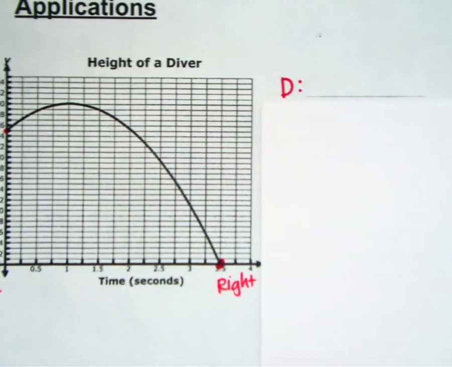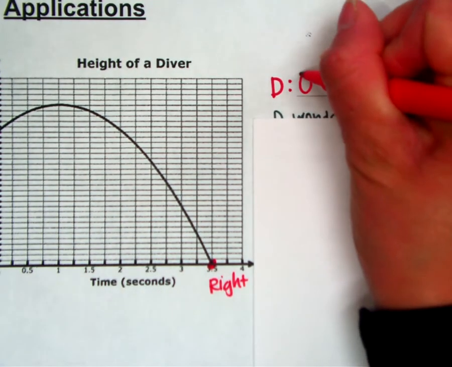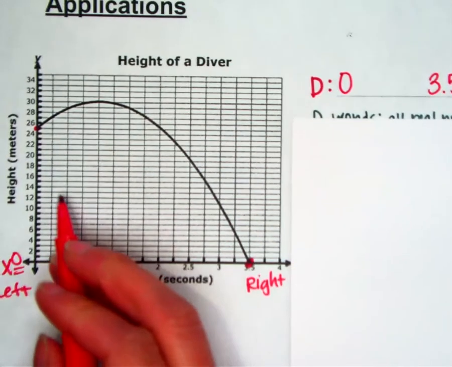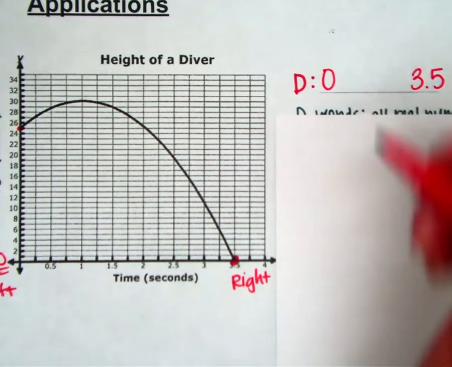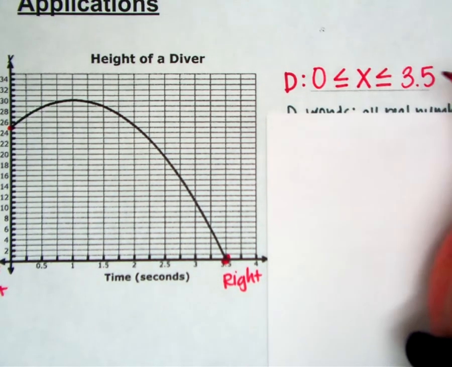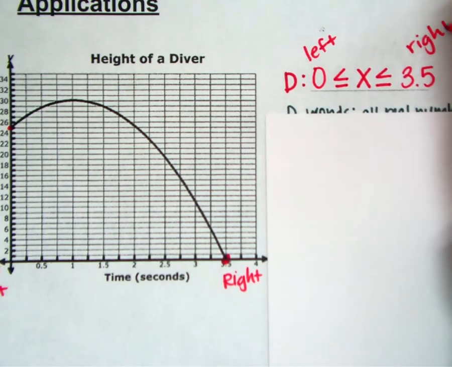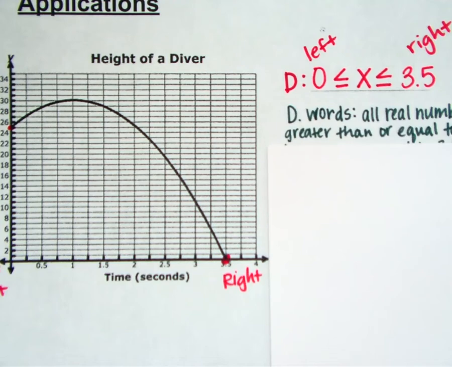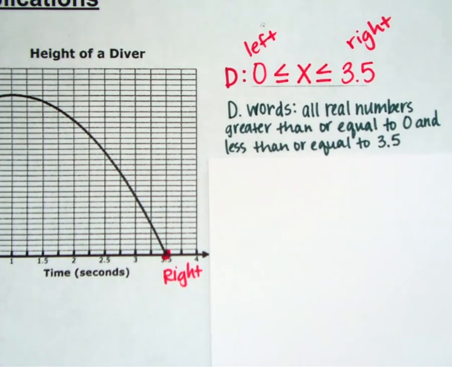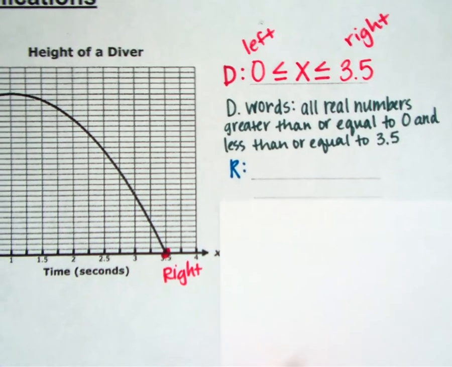So my domain from left to right is going to be from 0 to 3.5, and both of these are closed circles, so I will have x in the middle, and both symbols will be less than or equal to, from left to right. So in words, this is all real numbers greater than or equal to 0 and less than or equal to 3.5. Now let's find the range.